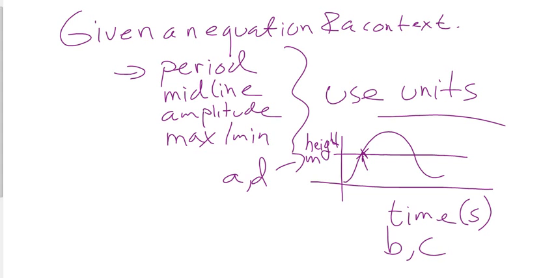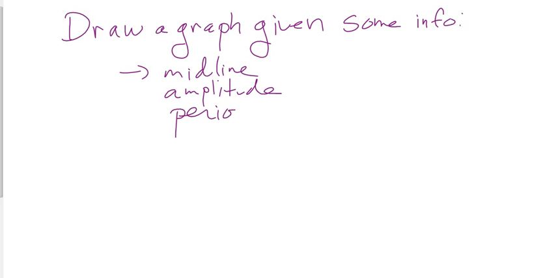What else? Be able to draw a graph, given some info, such as midline, amplitude, period. Or maybe I give you the D value, the A value, and the B value. Those guys are the same, right? Midline is D, amplitude is A.